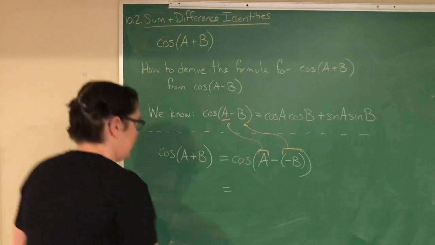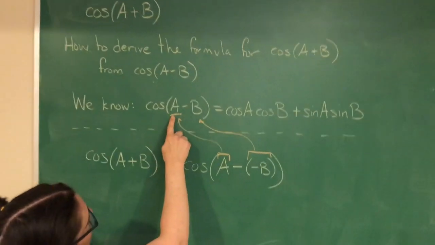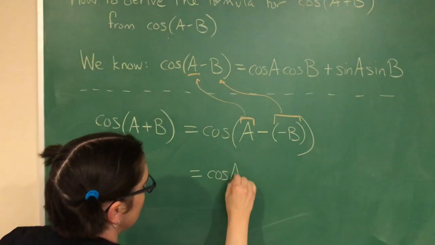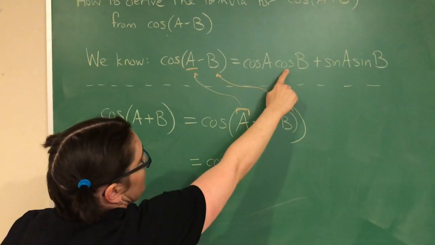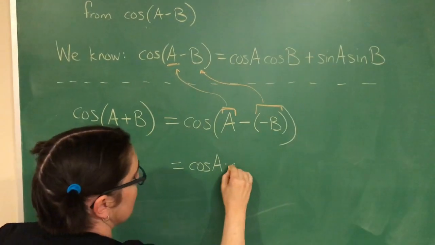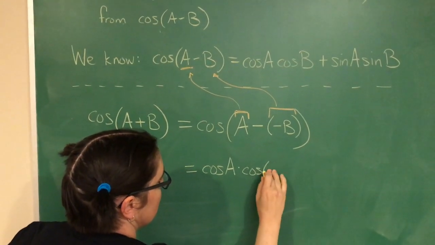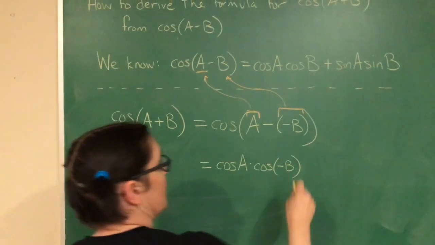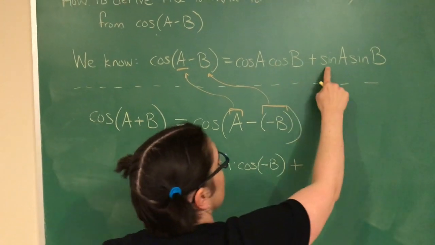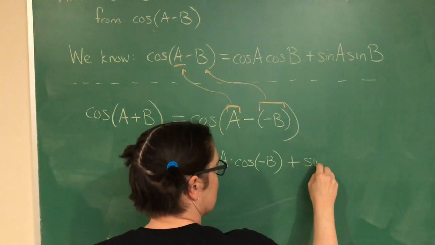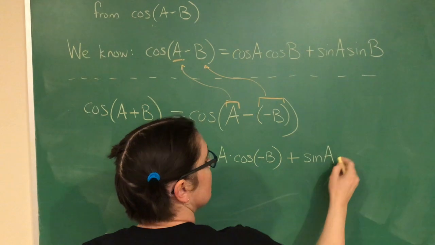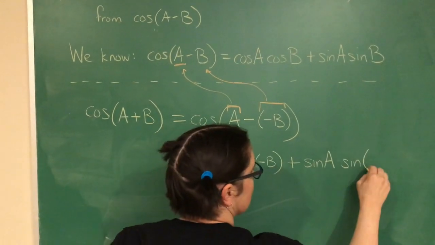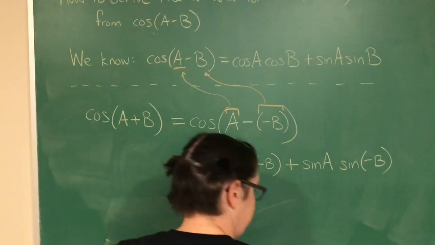So let's write some stuff down. Cosine of a minus b is cosine of a, so that's what we have, cosine of a, times cosine of the second angle, which for us is negative b. So we have cosine of a times cosine of negative b, plus sine of a, so sine of our first angle, times sine of our second angle, which is negative b.